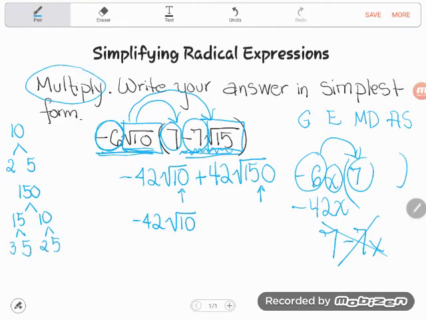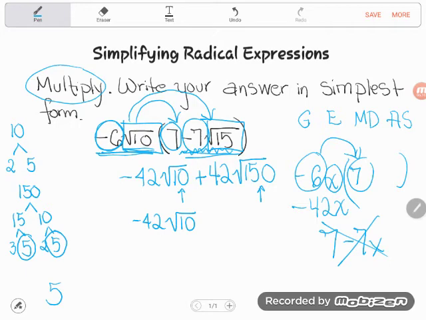And look what I found hidden inside the number 150. Even though 150 itself is not a perfect square, it contains a perfect square. It contains 5 times 5. And so what I can do is I can simplify that part of the expression. I can pull the 5 out of the square root symbol of the 150.